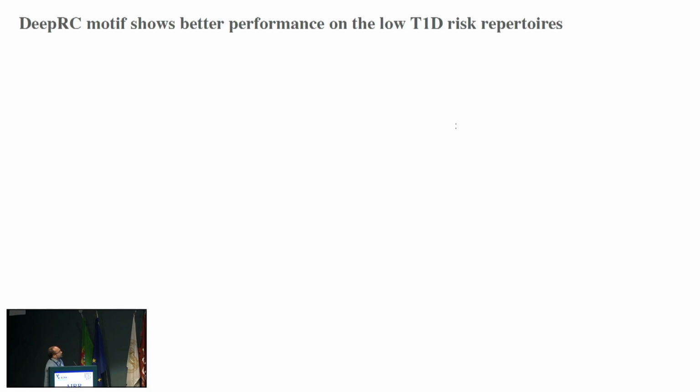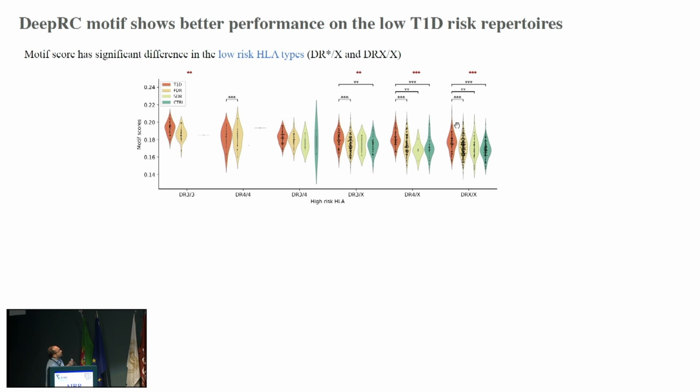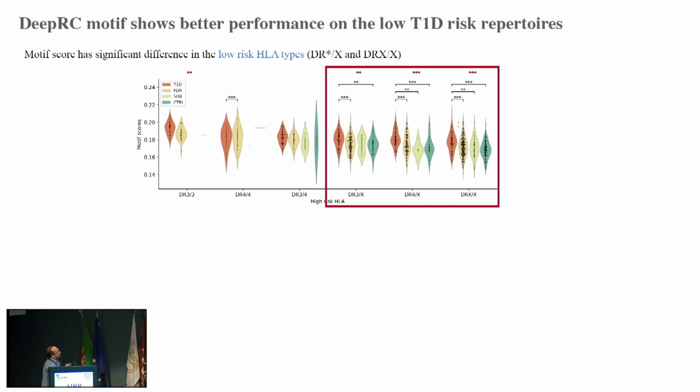And the most interesting part here is that when we classified these motif scores based on different high-risk HLA alleles, so DR3 and DR4 are the high risk for type 1 diabetes, and we see for the repertoires which have at least one allele which is not associated with type 1 diabetes, we see more of a difference in the motif score. So the motif score is much higher for the type 1 diabetic repertoires compared to others.